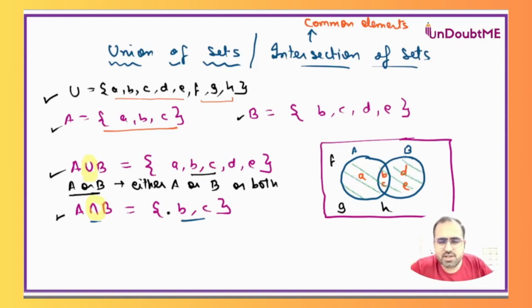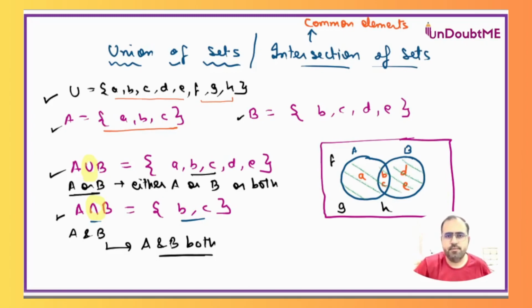And for intersection, it will be the common part. So for now, you can just learn it like this: intersection means A and B. A and B means it is a mandatory condition that it should be in both A and B. So this is all about union and intersection of sets.